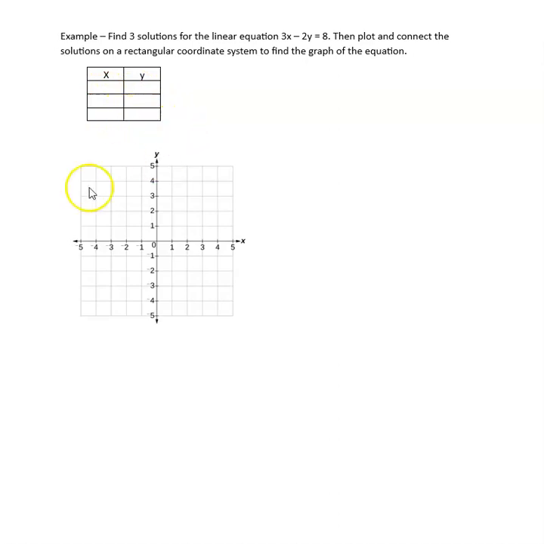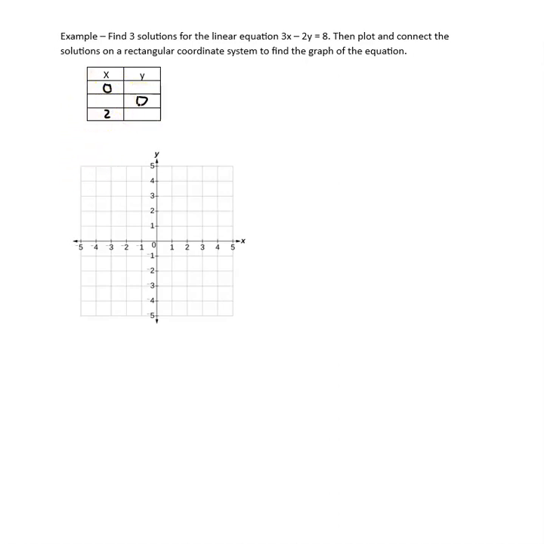Now, I'm going to try a couple of different options here. I'm going to start by letting x be 0, and I'm going to solve for y. Then I'm going to let y be 0, and I'm going to solve for x. And then I'm going to let x be 2, and I'm going to solve for y. But again, I chose these values, and I didn't exactly choose them randomly, and we'll talk a little bit more about that here in a second. But I did choose these values on my own.